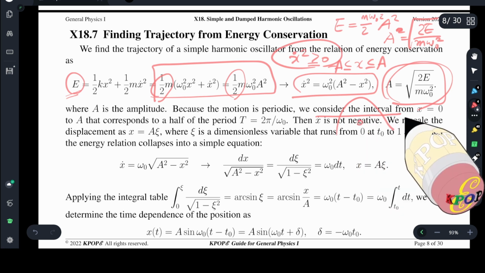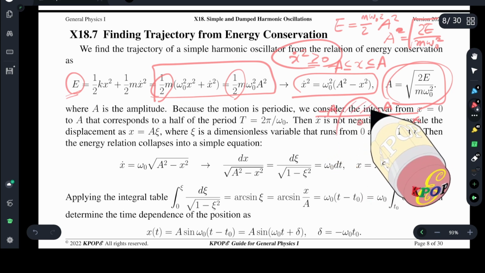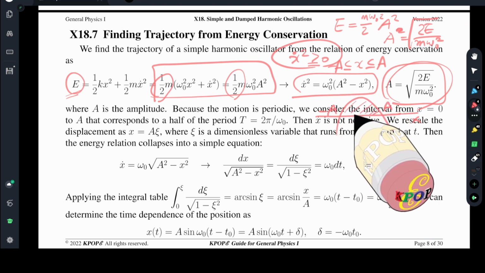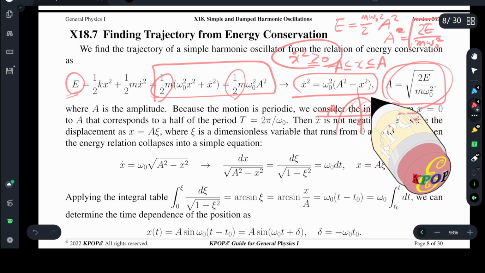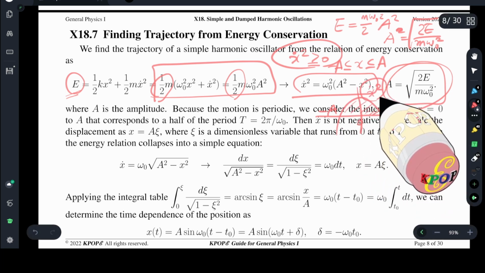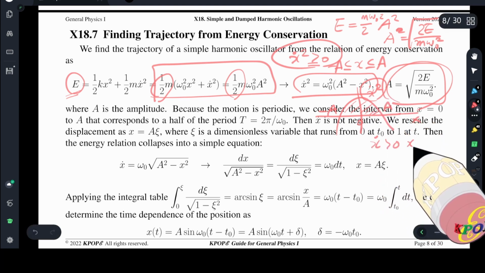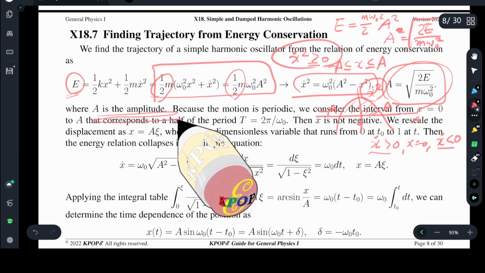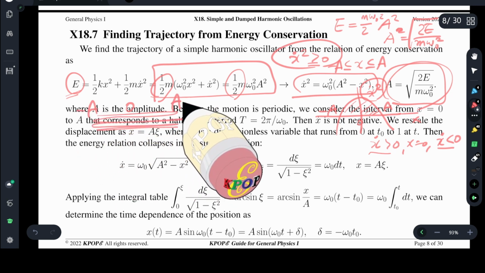This is 0. This is x, from A to minus A, and this is the physically allowed region. From here, we can find this is x, this is x dot squared. x dot squared is positive. However, x dot is either positive or negative. So the oscillation is like that, from minus A to A.